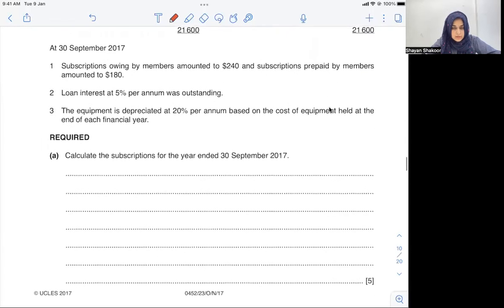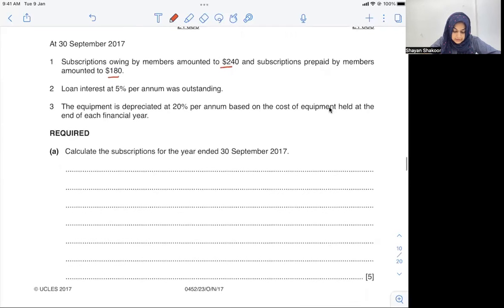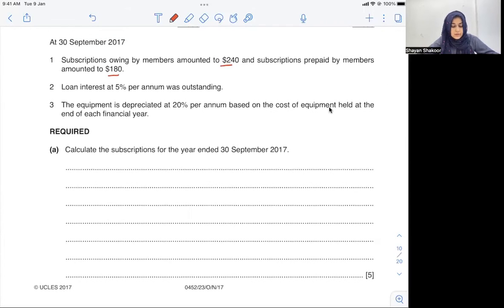But for the first part, they're asking you to calculate subscriptions, and if you see the information at end at 30th September, subscription owing by members amounted to 240, and subscription prepaid by members amounted to 180. So we need this piece of information to actually calculate subscription. So at the end of the year, there were a few members who did not pay the subscription, that is 240. And then there were a few members who paid extra for the next year. So that is 180. So at the end of the year, this is your current asset.